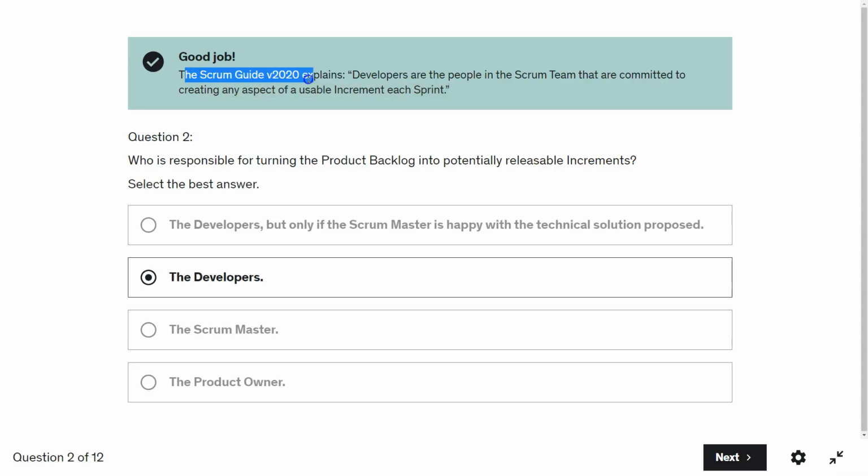Scrum Guide 2020 explains developers are the people in the Scrum team that are committed to creating any aspect of a usable increment each sprint.